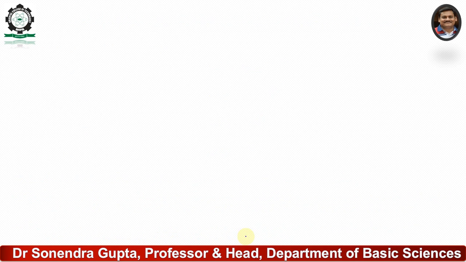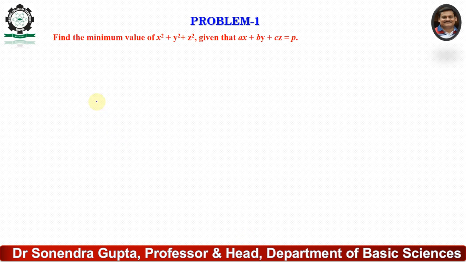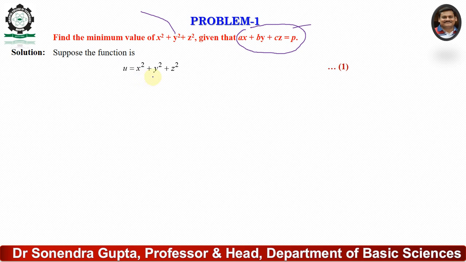Now we discuss one question here. Find the minimum value of x square plus y square plus z square given that ax plus by plus cz equal to p. It means that ax plus by plus cz equal to p is called the constraint, while x square plus y square plus z square is known as the function. It means that the given function is u equal to x square plus y square plus z square, and the constraint is phi of x y z equal to ax plus by plus cz minus p equal to 0.